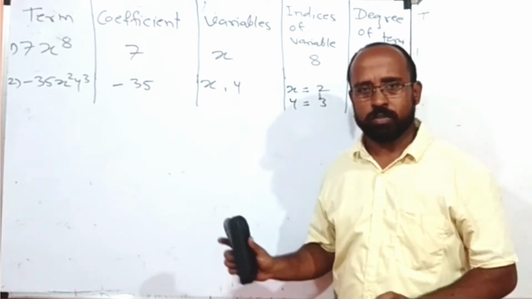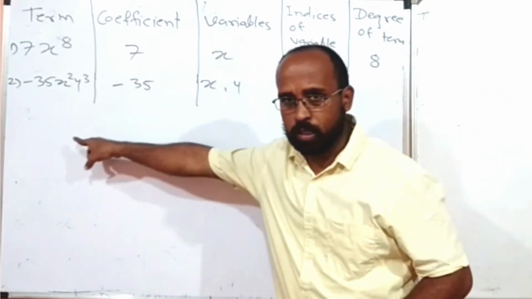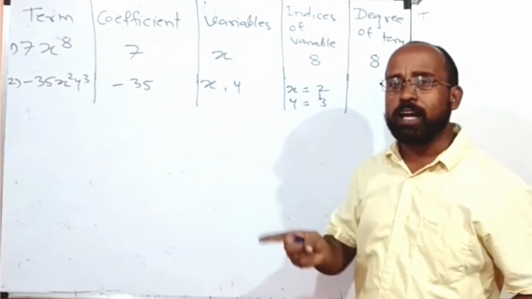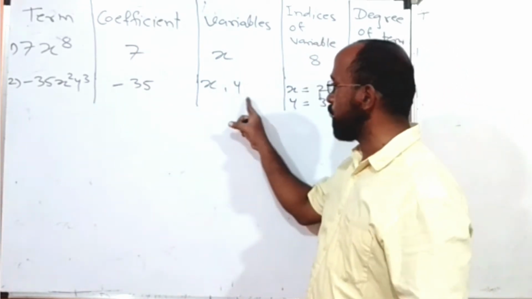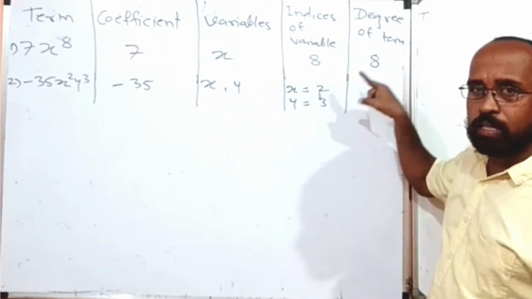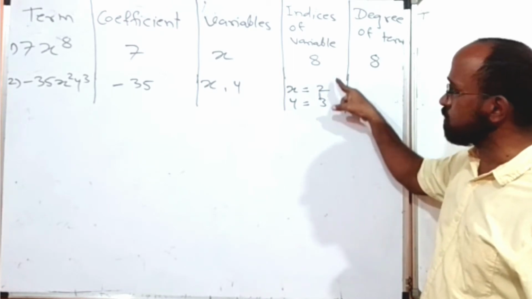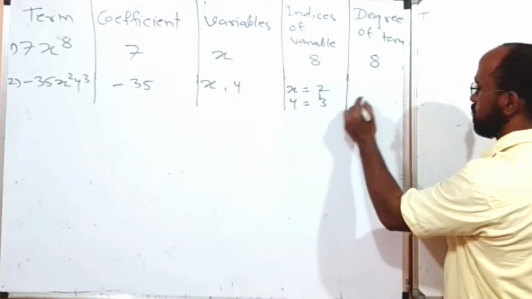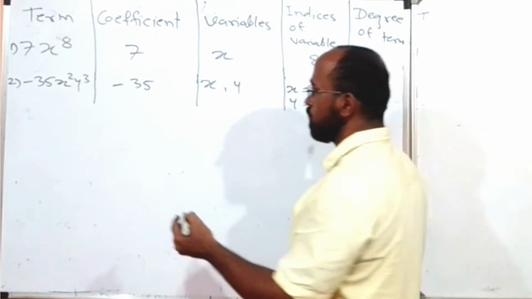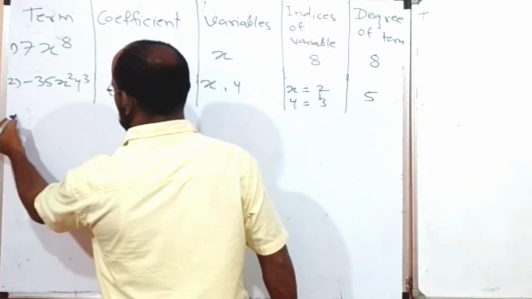Done up to this. And what is the degree of this term? Degree of the term is nothing but the addition of indices of all variables. Two variables are there. Their indices are 2 and 3. Degree is nothing but the addition of these indices: 2 plus 3, 5. Clear? Let us see one more example.